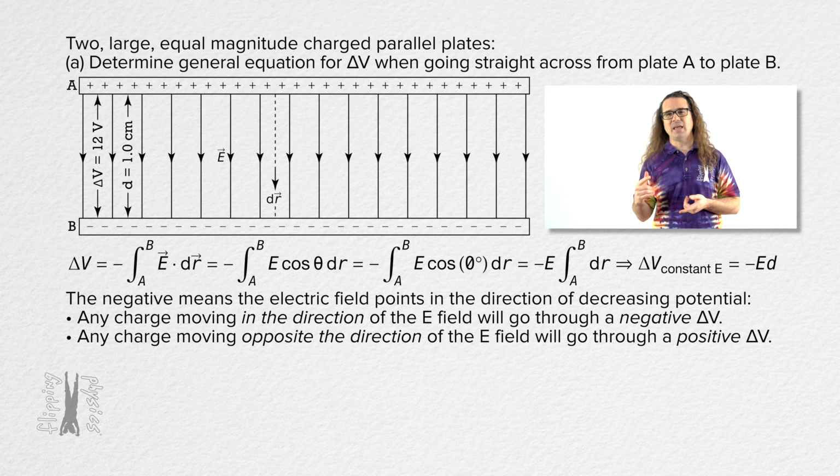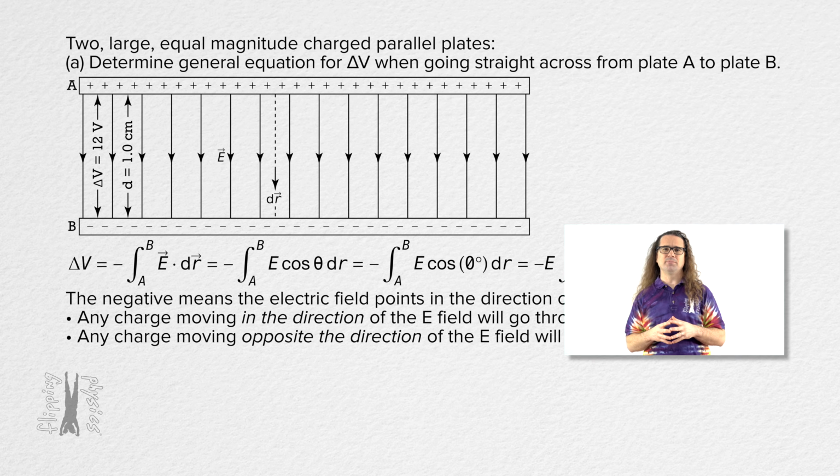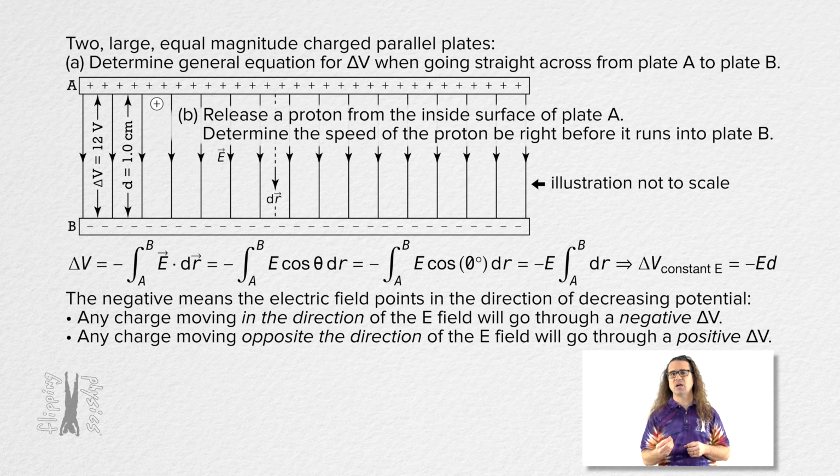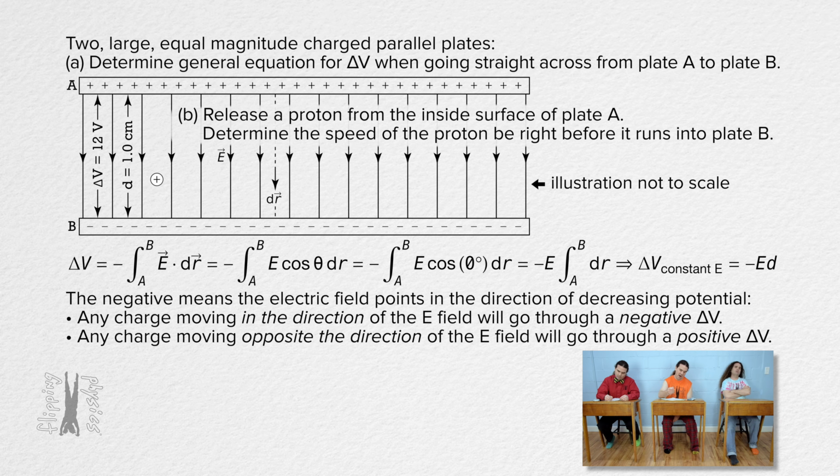All right, let's add more to the problem. If we release a proton from the inside surface of plate A, what will the speed of the proton be right before it runs into plate B? Bo, please solve this problem. Sure. We can draw a free body diagram of the forces acting on the proton, sum the forces, solve for acceleration, and then use the uniformly accelerated motion equations to solve for the final speed of the proton.